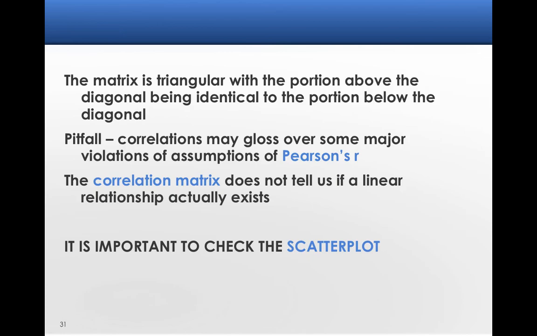Okay, one pitfall: correlations can gloss over some major violations of assumptions of Pearson's R, so it doesn't tell us if there's a linear relationship. So we do have to look at the scatter plot to make sure there is a linear relationship there.